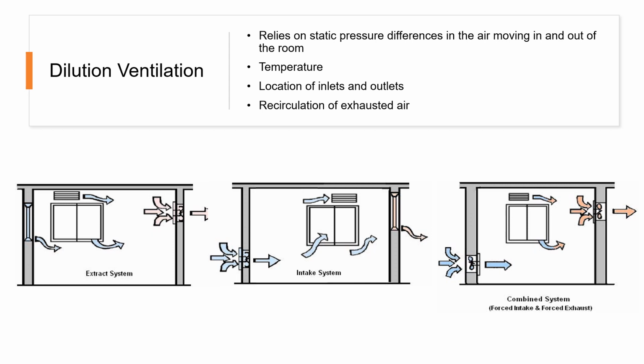And the third example on the right utilizes fans at both the inlet and the outlet of the room, which creates a balanced pressure system. So you're using a mechanical force to push the air in and to draw it out, and so you have a balanced pressure system.